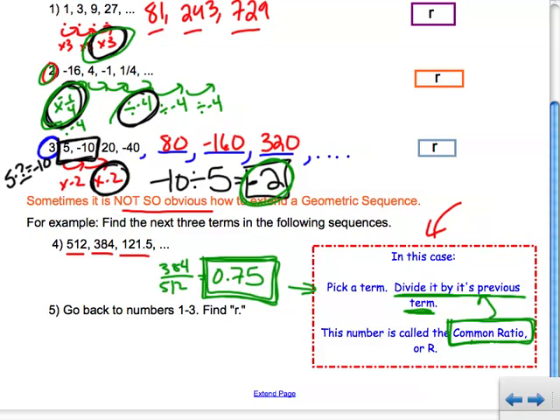I picked 384. I divided it by 512, the one that came before, and I found R. This is R. So now you know that all you have to do is do 121.5 times 0.75, and you'll get your next term, 91.125. And keep going, times 0.75. And yes, we're getting some crazy decimals in here. That's okay. Just go with it.